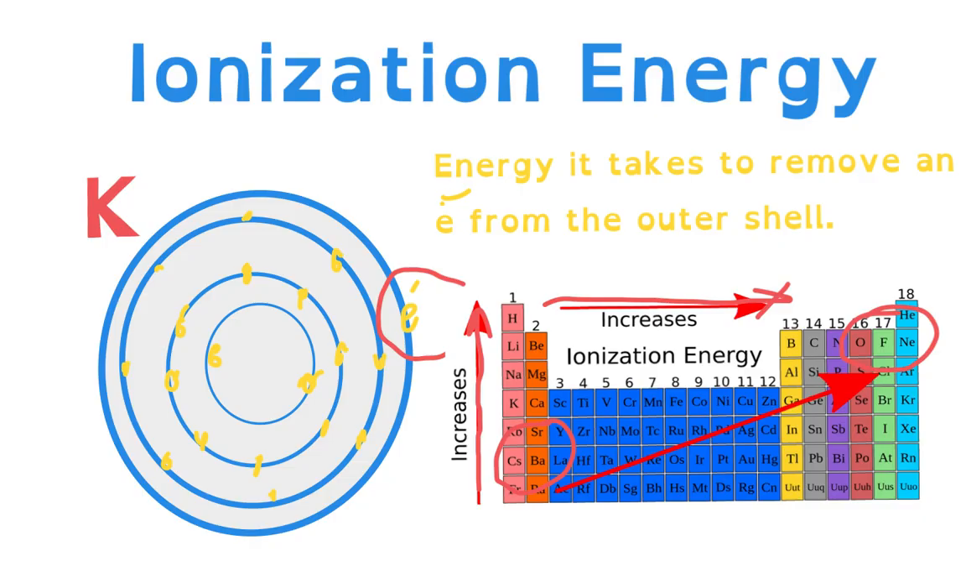So those are our three trends. You need to know them. You have atomic radius, you have electronegativity, the most important, and you have ionization energy. Know all three of these trends.